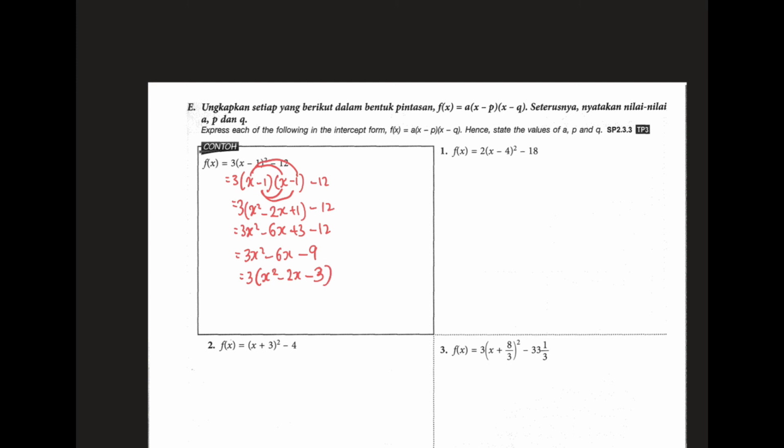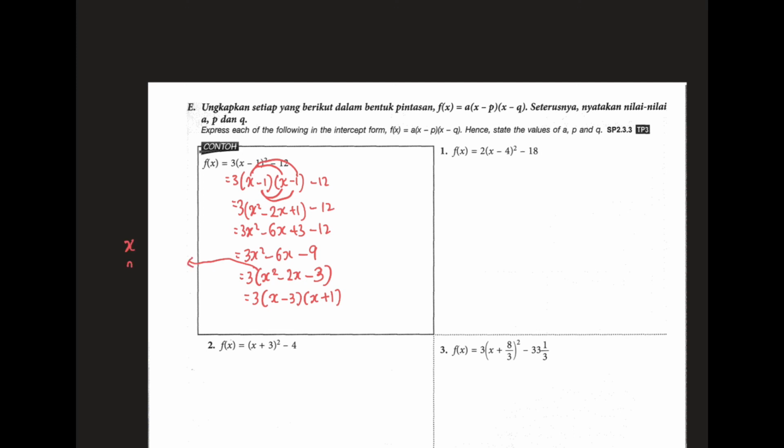So I factorize. Then I factorize again. x minus 3, x plus 1. If you can factorize straight away, then you just do like me. If you can't factorize straight away, then you can do it like this.